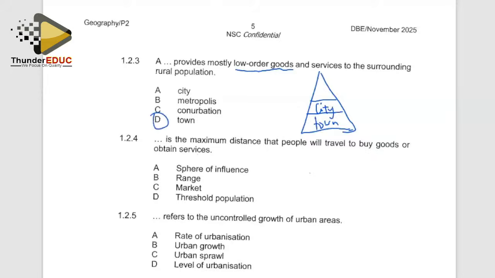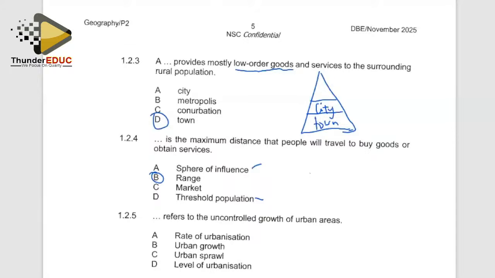124. A dash is the maximum distance that people will travel to buy goods or obtain services. Basically, if you're looking at those ideas, we tend to find that our correct response is the range. The range of goods is the distance that people are prepared to travel. I think you understand the sphere of influence and how it differs from the threshold population.